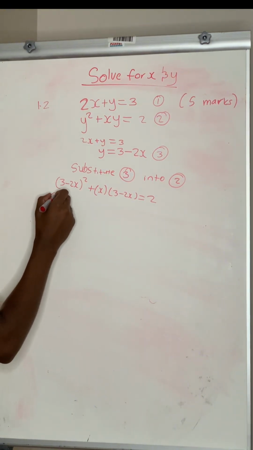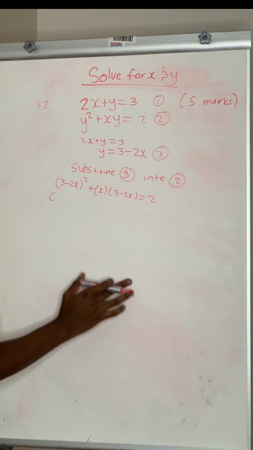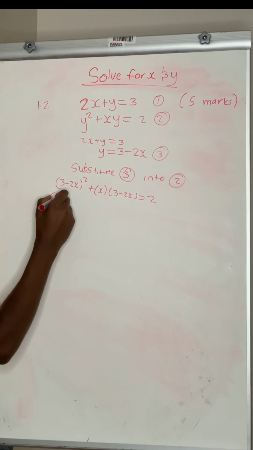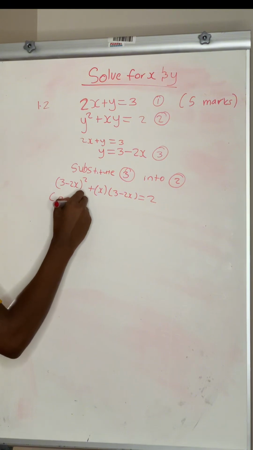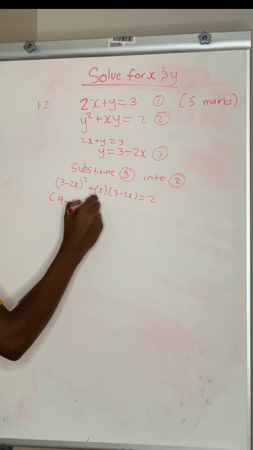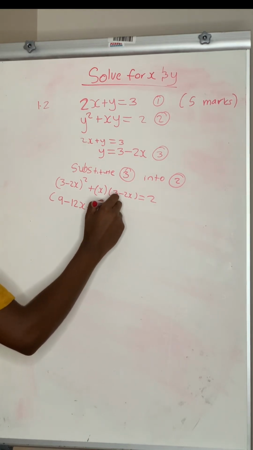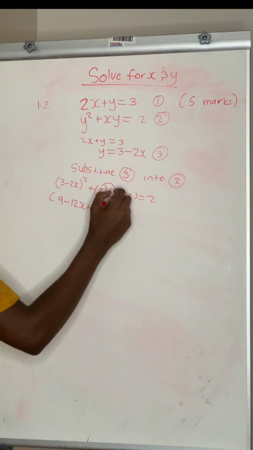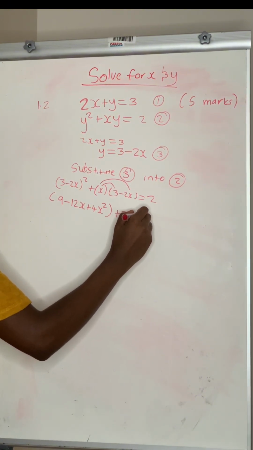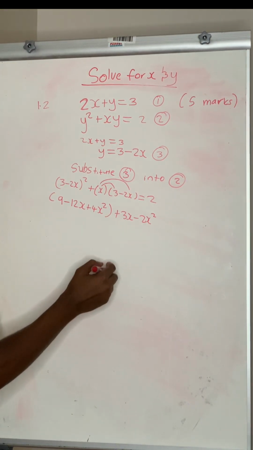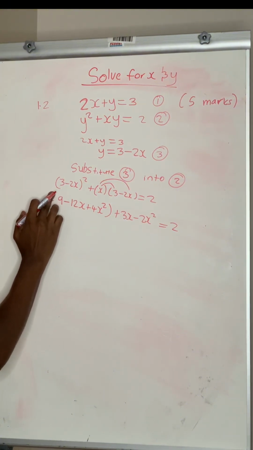So this is going to be, I'm going to skip a few steps because I'm afraid we're going to run out of space, okay? But this expanded, it's going to be 9 minus 12x plus 4x squared, okay? In brackets, and then plus x times 3, that is 3x, and then x times negative 2x, that is going to be negative 2x squared is equal to 2. Let's take this out of the brackets, okay?